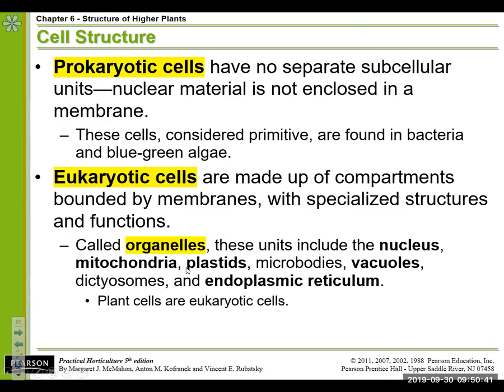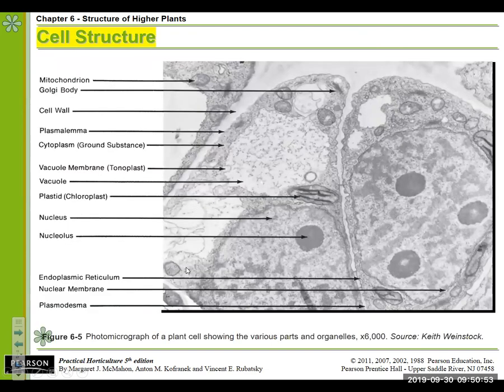Eukaryotic organisms are those that are made up of multiple cells, whereas prokaryotic organisms are single-celled organisms. All plant cells are eukaryotic cells. And here's a close-up looking at cellular structure. One of the things that is unique about plants is they have this thick, rectangular-shaped cell wall, which basically holds the cytoplasm in.